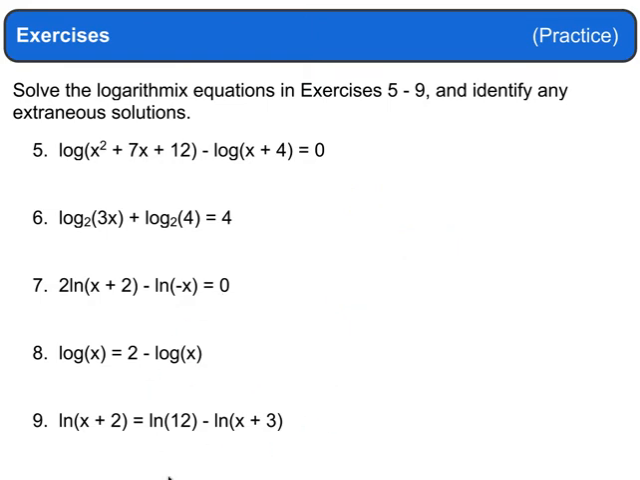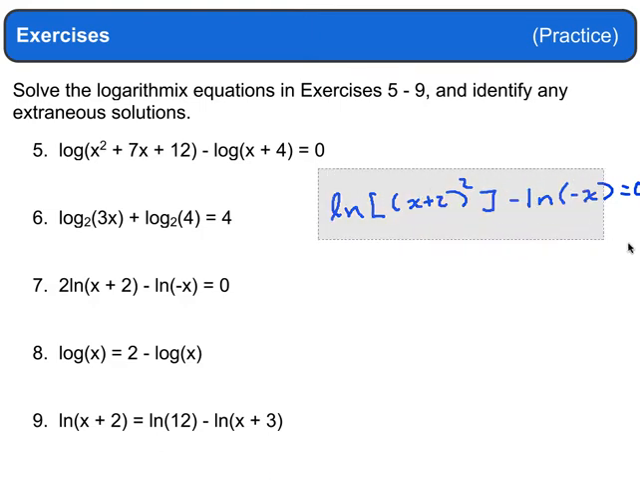Number 7. So when we take a look at number 7, the first thing that we would probably do in this case would be to move this 2 back into here. So by doing that, we end up with the natural log of x plus 2 squared. So again, we took this number in front and put it back into the log as such. Now we're going to combine.